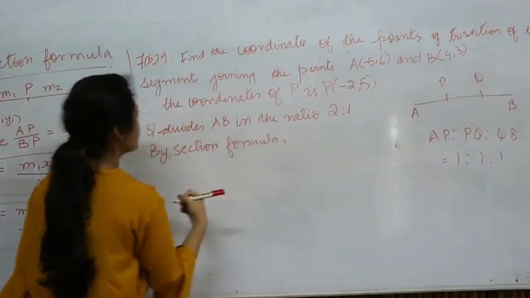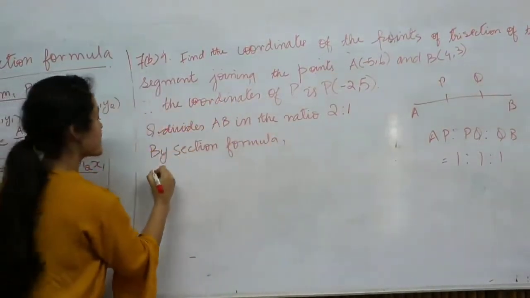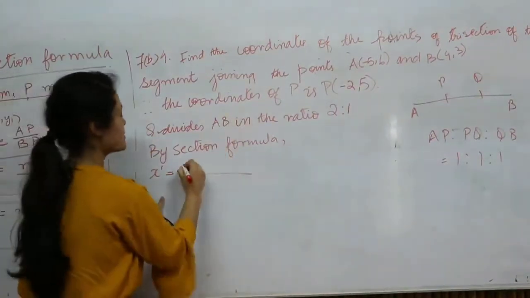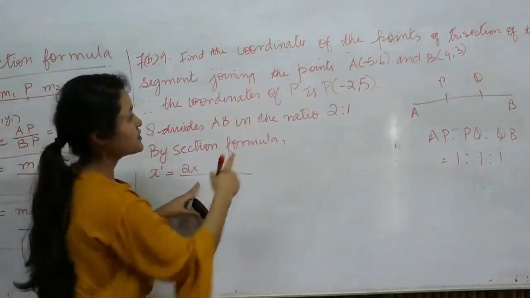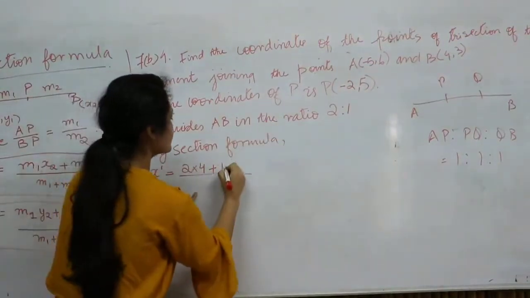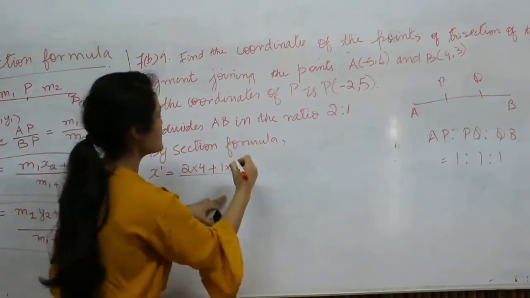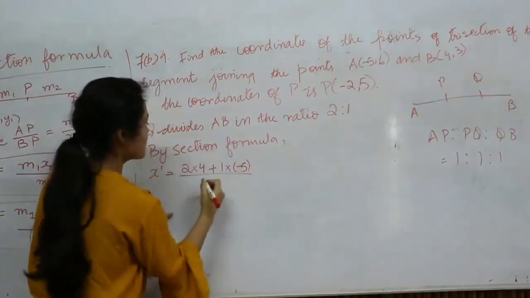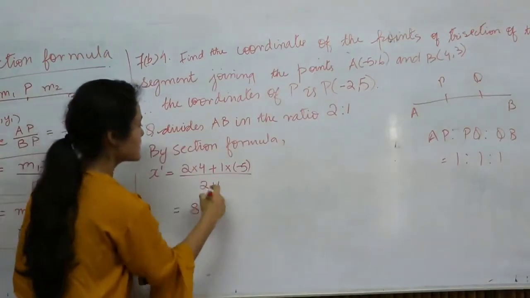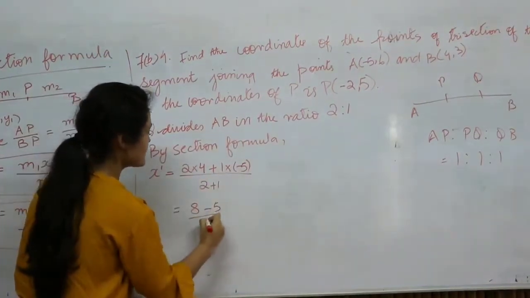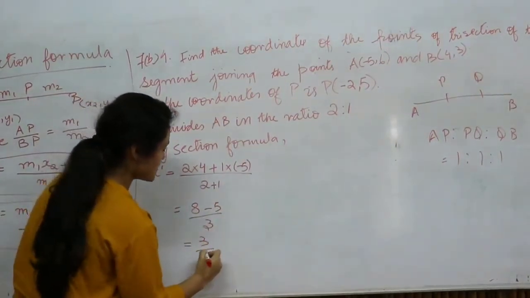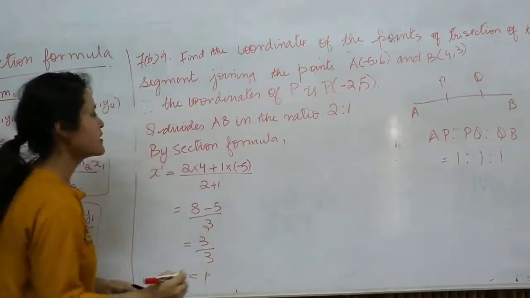what is the x coordinate of Q? We have denoted by x prime is equal to M1 which is 2 into x2 which is 4 plus M2 which is 1 and x1 which is minus 5, divided by 2 plus 1. 2 into 4, 8 minus 5, which is 3. Therefore, this is 3 by 3. It's just 1. Okay.